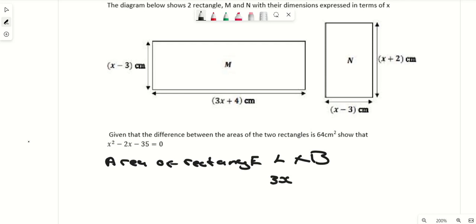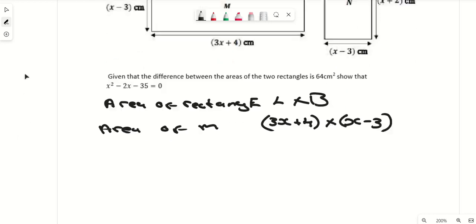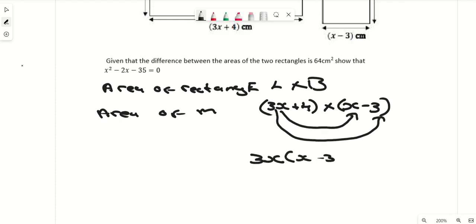So the length is 3x plus 4. We're going to do M first, right? So area of M is 3x plus 4 by x minus 3. Right, so that's area of M. So let us multiply that out. When we're multiplying, we're going to multiply each term. So it's going to be 3x by x, and then 3x by minus 3, and then plus 4 by x minus 3.